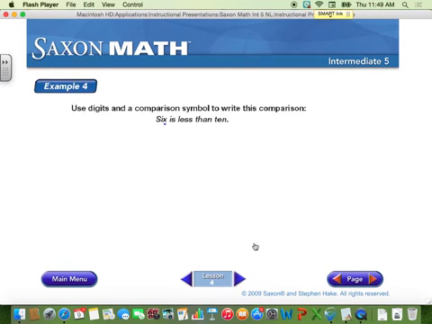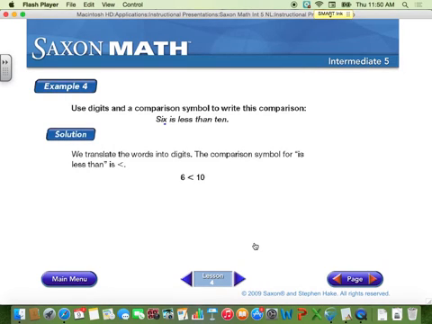Okay, and our last example, using digits and a comparison symbol to write this comparison: 6 is less than 10. If you see that, you would write the number 6, and you would translate it as 6 is less than 10. That is what you're going to be doing for your practice at home tonight. So you need to make sure you understand your symbols.